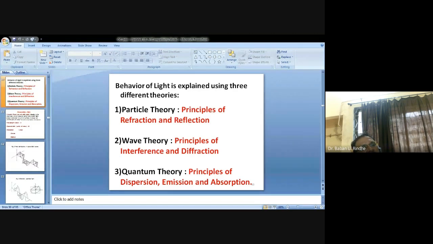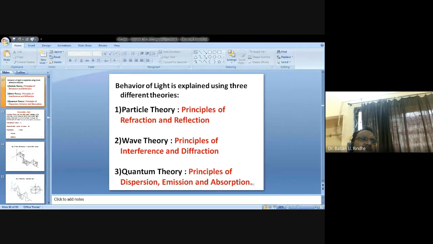Then quantum theory covers the principles of dispersion, emission, and absorption. Dispersion is how light disperses while passing through the core region. Emission is the emission of light. Absorption is when some light is absorbed as it passes through the core, due to the atoms available there, that is in SiO2. Therefore the energy will be slightly less.